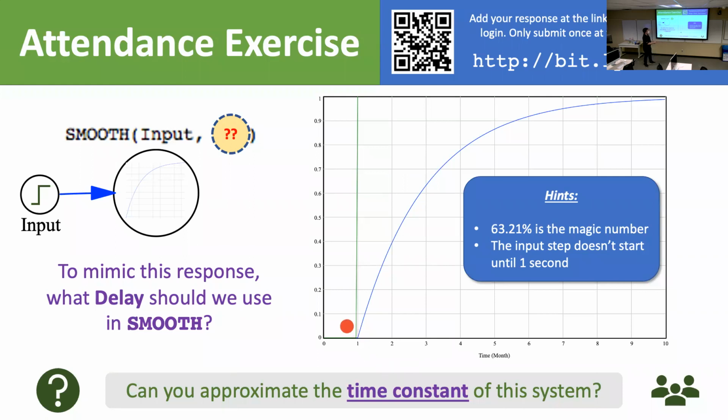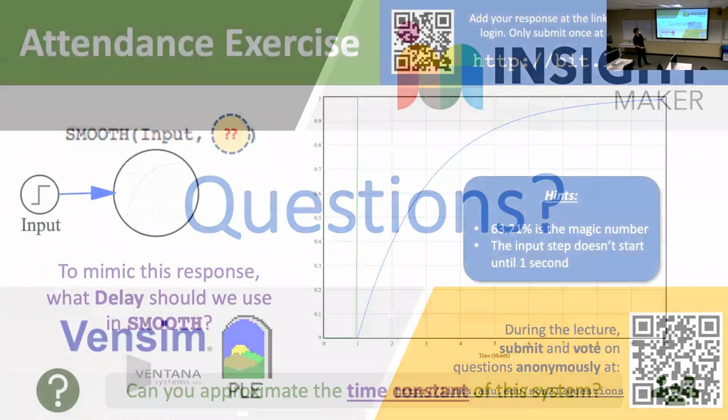Well, we would say that the step input starts at 1, and it is true that at time 3 it hits 63%. I think I heard somebody else say it was 2. Yeah, I would say that the step.